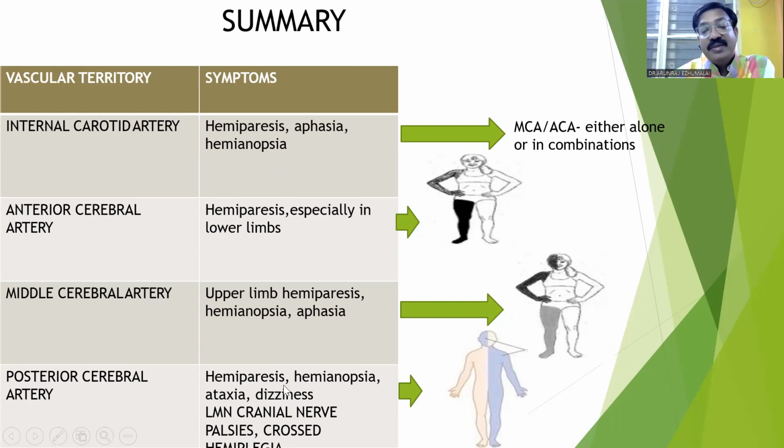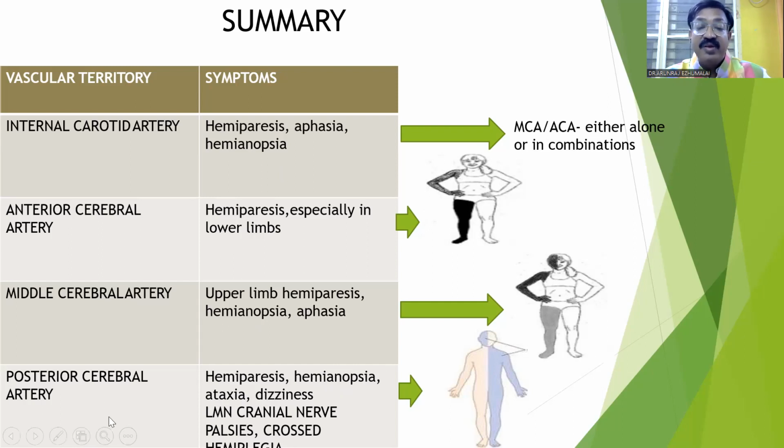In the posterior cerebral artery, the patient may or may not have hemiparesis, but hemianopia is commonly present. Ataxia will be there. Vertigo will be there, vomiting will be there, hiccup is also there. A patient with hemiplegia and hiccup, always suspect posterior circulation.